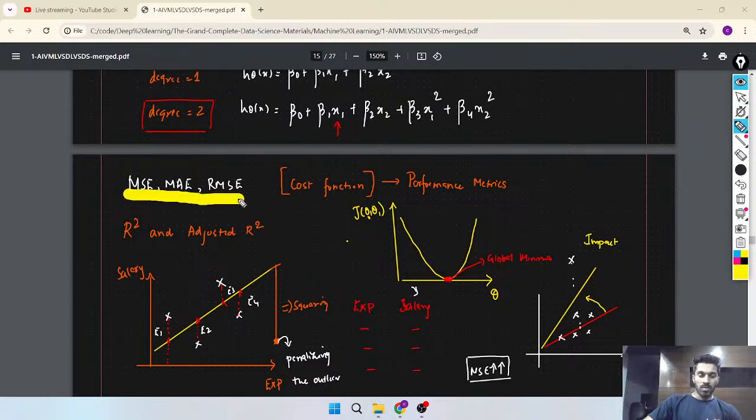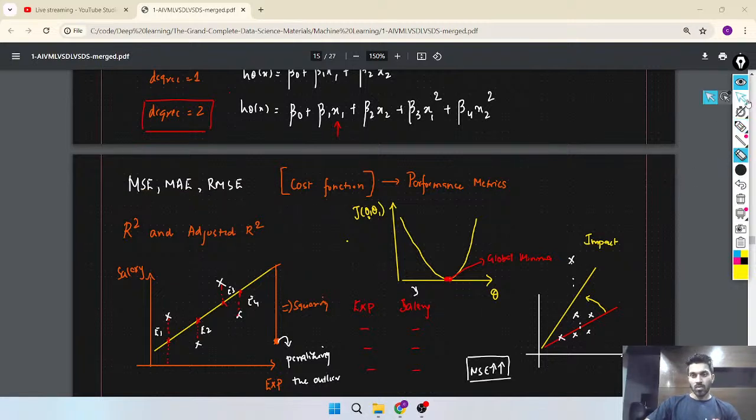So now today we will continue with MSE, MAE and RMSE. What is MSE? Mean squared error, mean absolute error, and root mean squared error. In mean squared error we square the error, and in mean absolute error we take the modulus of the error. In RMSE we first take the mean squared error and then take the root of it.